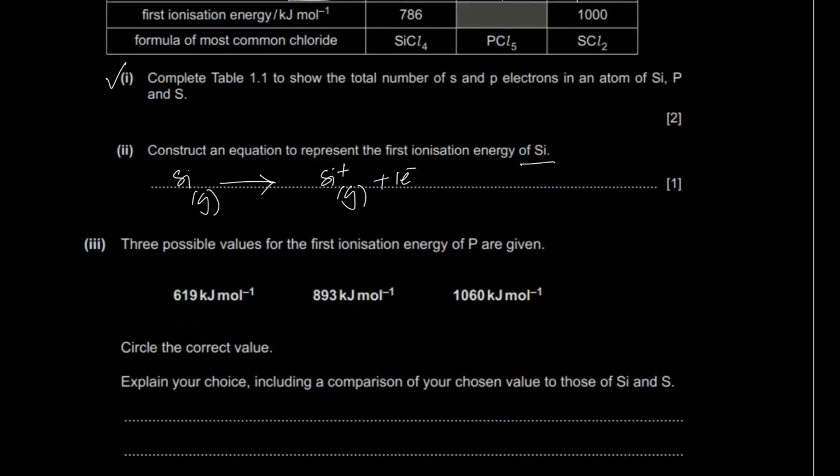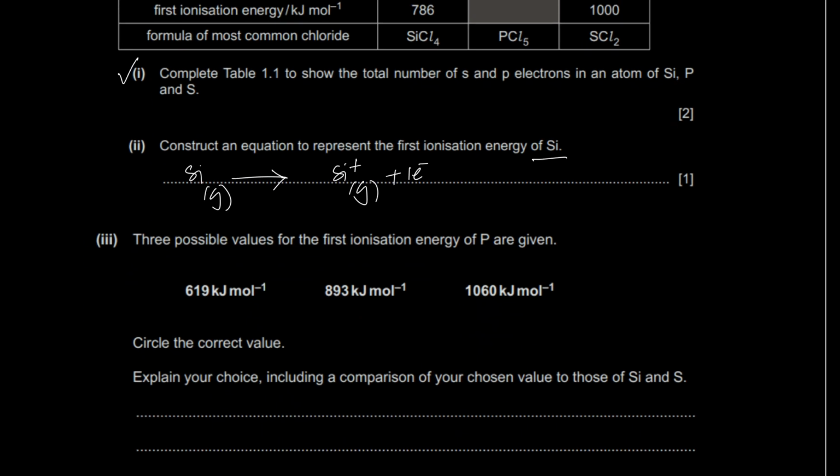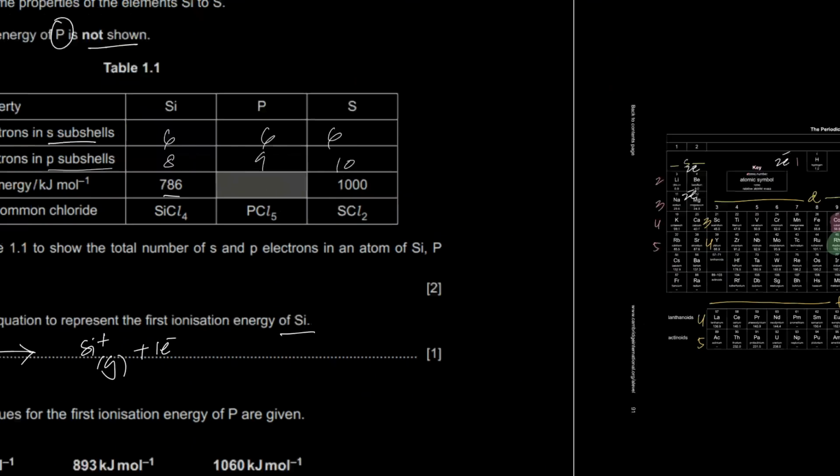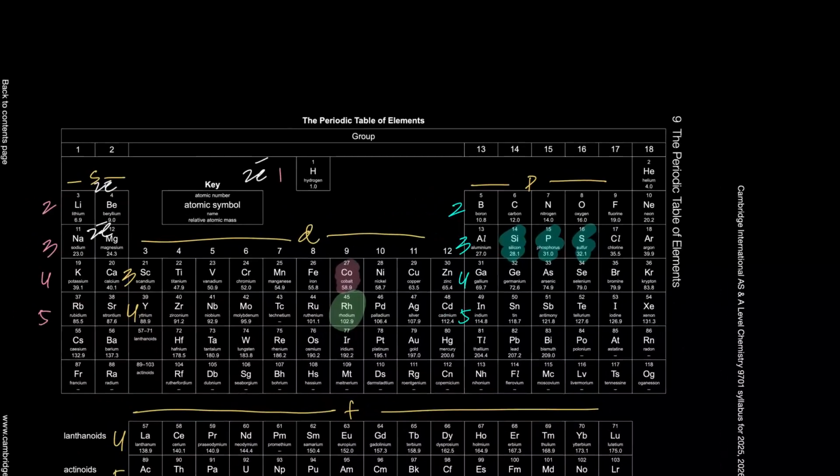Next. 3 possible values of the first ionization energy of phosphorus are given. So is it going to be higher than silicon, lower than silicon, or equal to silicon? Let's check this out. So silicon, phosphorus, and sulfur. Which of these should I select? Silicon is right here and phosphorus. So it's not an exception, you know. So the ionization energy should be higher than silicon. For phosphorus, it should be higher than silicon, and it should also be higher than sulfur.